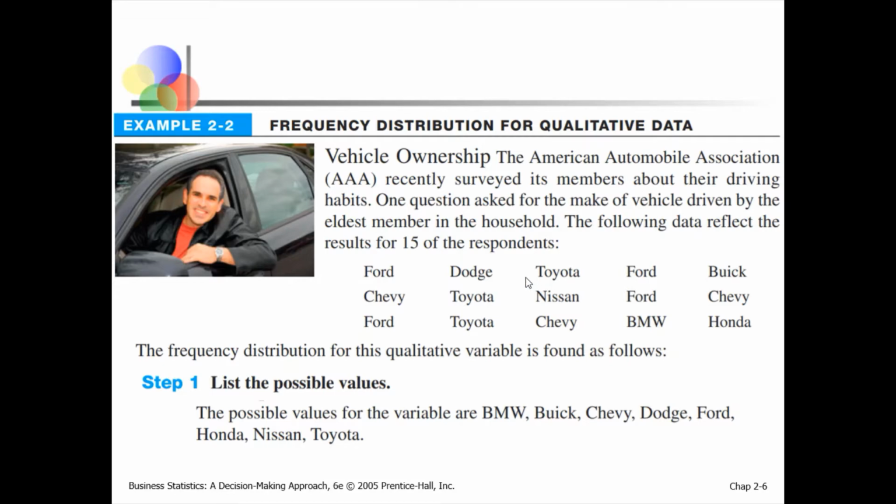So, unsa ka mga sakyanan yata ilang gigamit, no? Katong mga eldest, no? Mga sa mga siblings. So, the frequency distribution of this qualitative variable is found as follows. So, muna sila ang mga possible na values. Diri ang mag-evolve ang imong frequency. Diba? Kay mo man ni ang katong mga sakyanan na usually nila ginasakyan. So we have the BMW, the Buick, Chevy, Dodge, Ford, Honda, Nissan, Toyota.